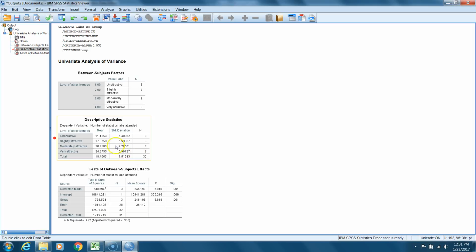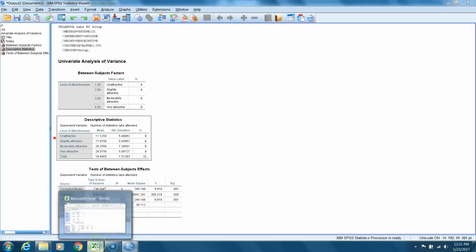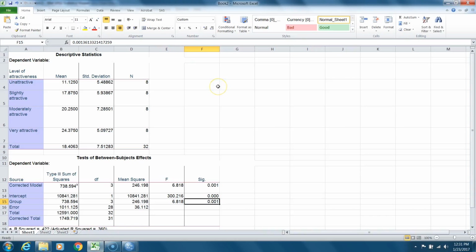So we can see unattractive here, the number of attendance is 11 on average, and for very attractive, 24.37. I go into the outcome in another video, but we have an F value. We care about the group effect, and we see that that F is significant. All I did was copy these two tables and paste them into Excel, and here they are in Excel.